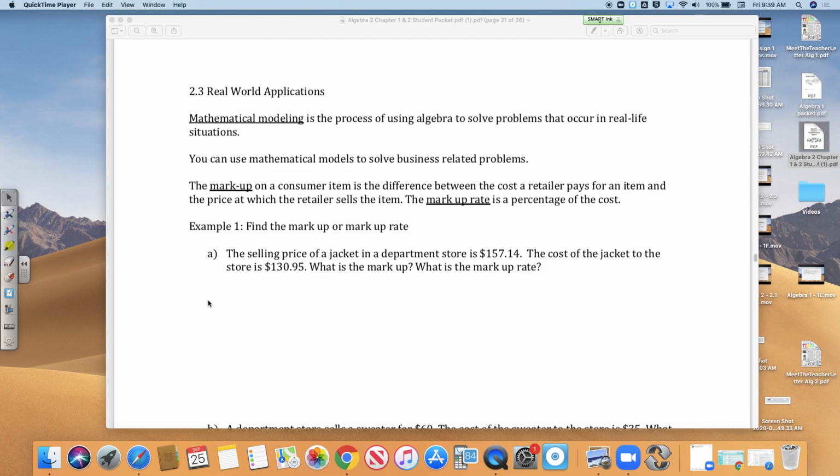The selling price of a jacket in a department store is $157.14. The cost of the jacket to the store is $130.95. What is the markup? To solve this type of problem, we would find the difference of what they're selling it for and what the cost was to that company. So the first step is to subtract $157.14 minus $130.95, and this answer is the amount of the markup. The markup is $26.19. This is also known as the profit.